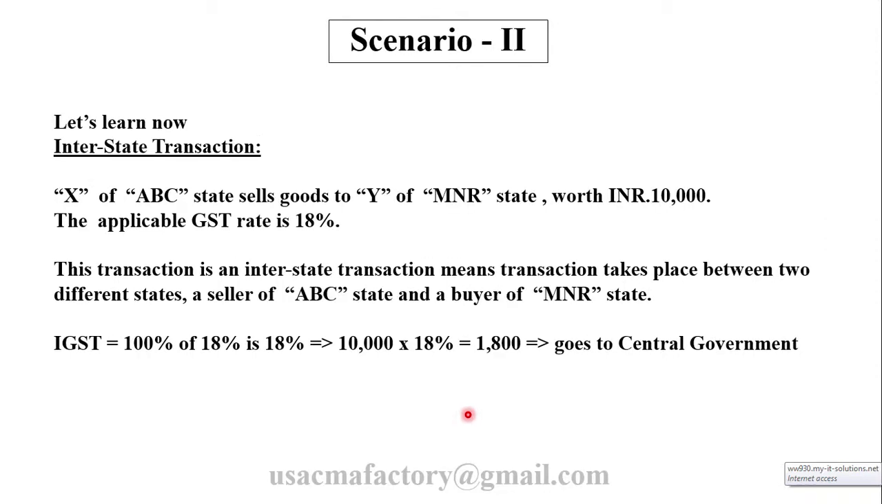Scenario 2. Interstate transaction. X of ABC state sells goods to Y of MNR state worth 10,000 rupees. The applicable GST rate is 18%. This transaction is an interstate transaction, meaning the transaction takes place between two different states, a seller of ABC state and a buyer of MNR state. Here IGST comes into the picture, that is 100% of the GST, 18%. So 10,000 times 18% equals 1800 goes to the central government.